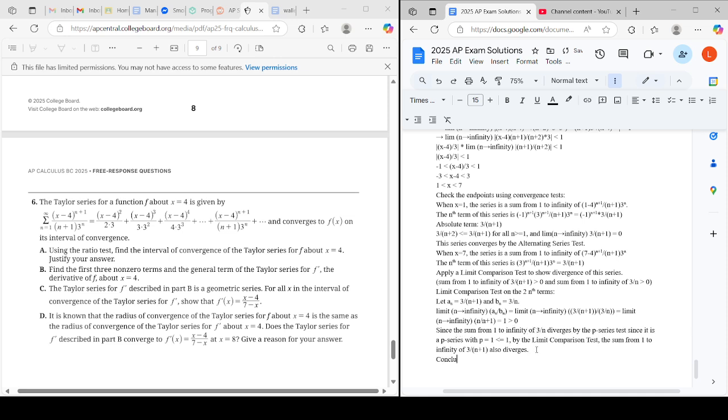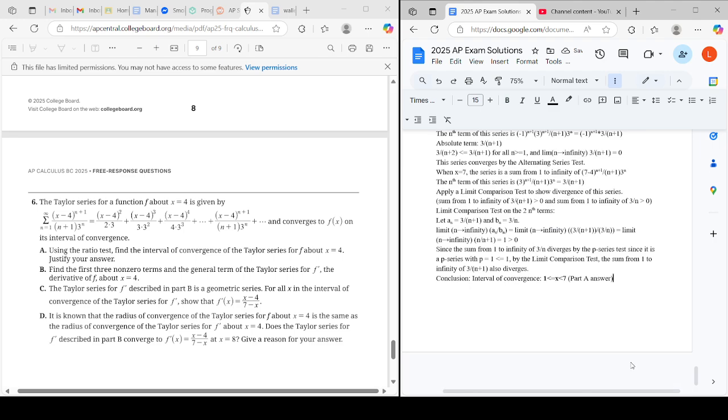So, conclusion, after all that, we can say the interval of convergence is -1, and it includes this and excludes 7. And there's our part A answer. And we did all that work just for one part of the FRQ. So let's move on now.